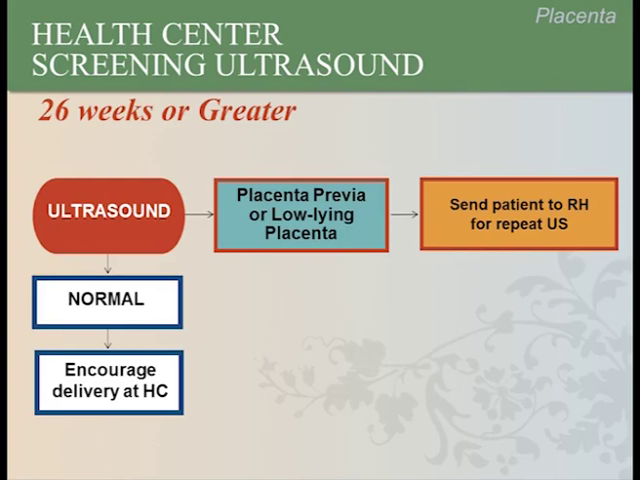If the patient has a low-lying placenta or placenta previa that is first noticed after 26 weeks, send her to the referral hospital to be rescanned. If the previa is confirmed, the obstetrician will most likely decide to perform a cesarean section to prevent massive bleeding before the onset of labor.